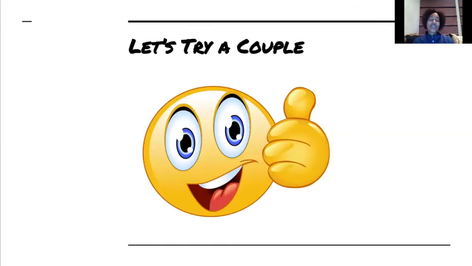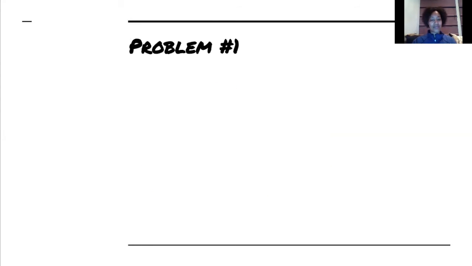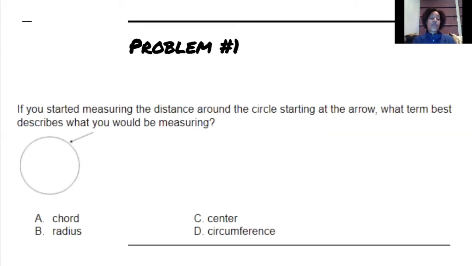All right, so let's try a couple of problems or questions that has us describing parts of a circle. You can do this. Problem number 1. So the question reads, if you started measuring the distance around the circle, starting at the arrow. So look at this model. We're measuring the distance around the circle and we're starting at that arrow. So we're moving clockwise or counterclockwise, whichever way, we're moving around the circle. What term best describes what you would be measuring?